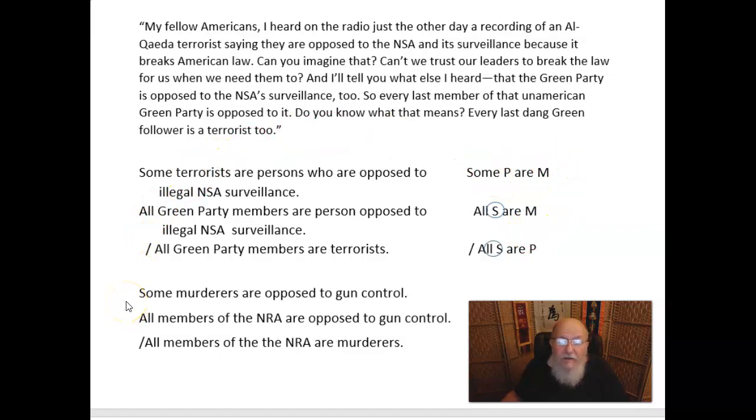We can also give a counterexample. We might as well argue that some murderers are opposed to gun control. All members of the NRA are opposed to gun control. So all members of the National Rifle Association are murderers. But of course that's absurd. We have two true premises and a false conclusion. Again, this is called guilt by association. The accusation that someone is a terrorist because they agree with something the terrorist said is a fallacy, which becomes clear when you think about it and orient yourself in the jungle of words.